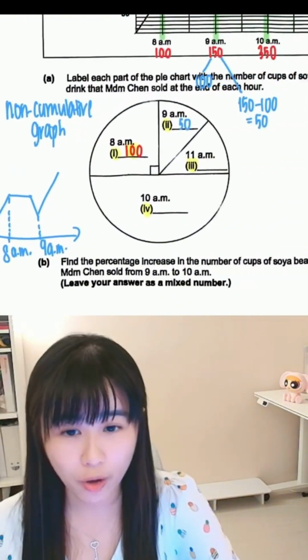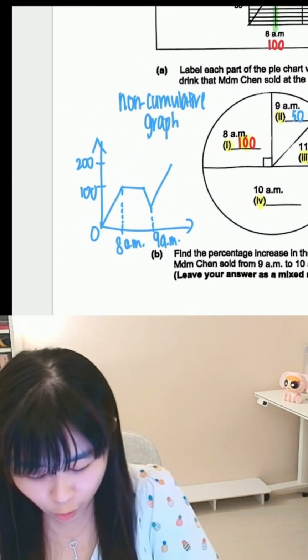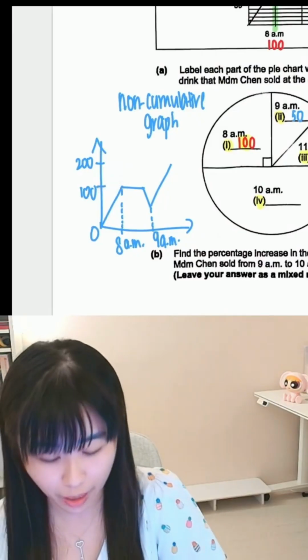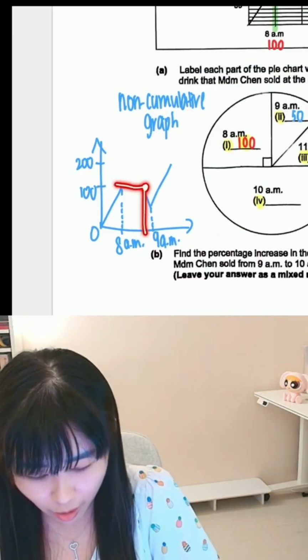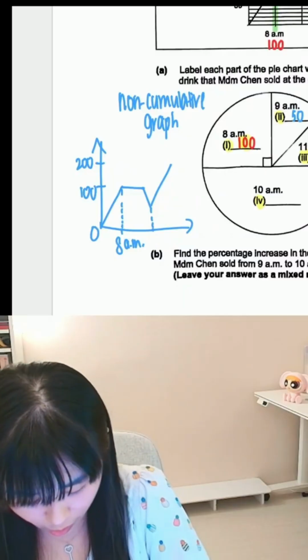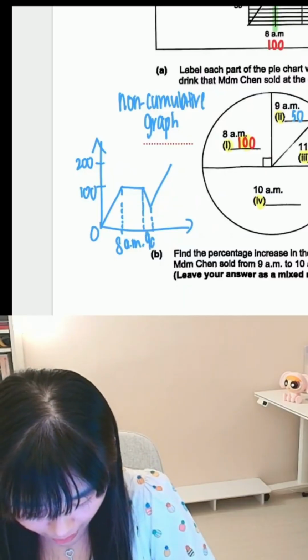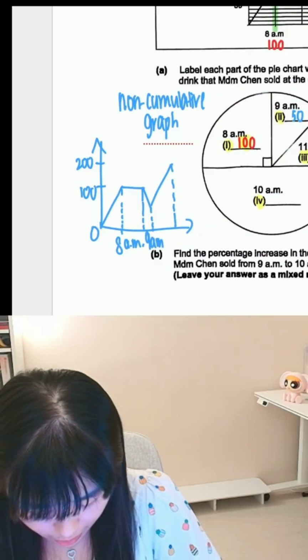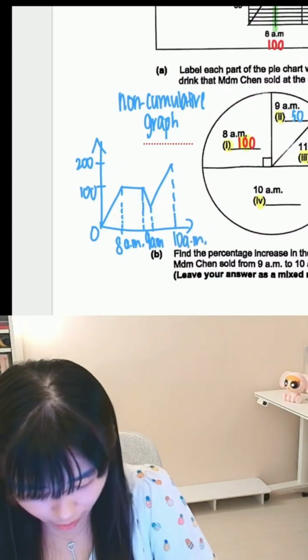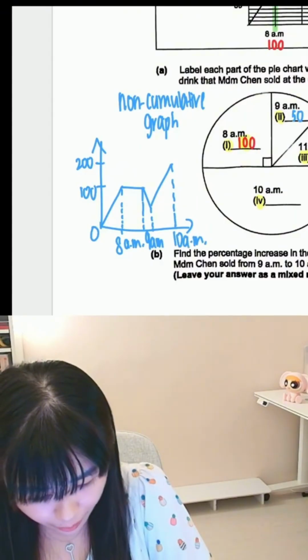What does it show? This one is very simple. You read this point as how much you sell at 8 a.m. You read this point as how much you sell at the timing that they give you. Maybe I give you another one. This one is 9 a.m. and then this one is, let's say, 10 a.m. Example only.